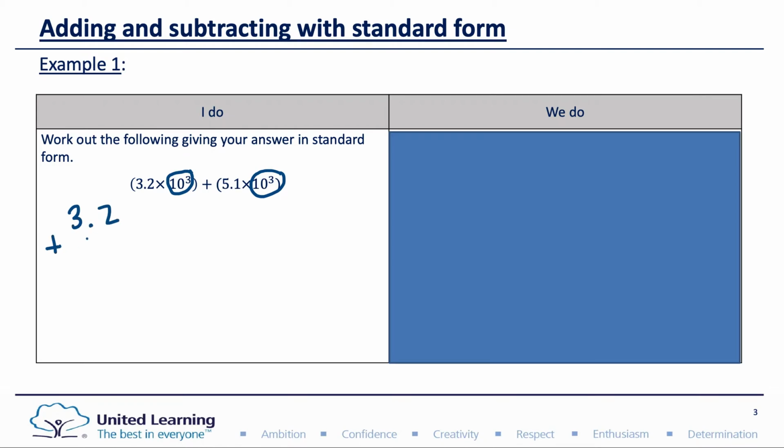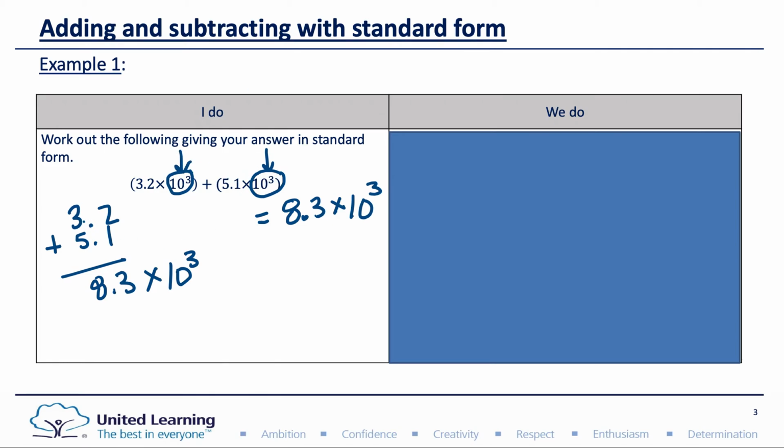So if I actually add the front numbers and get 8.3 times 10 to the third, that is the quickest way to do addition and subtraction. But again, I can't emphasize this enough. It only works if these are the same.